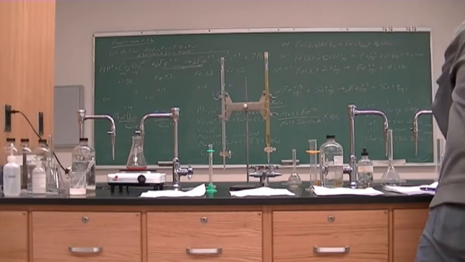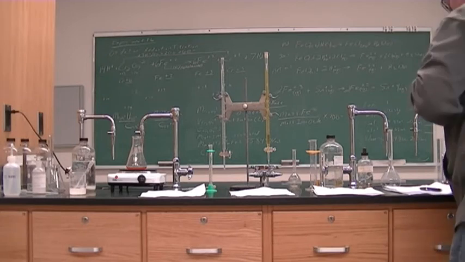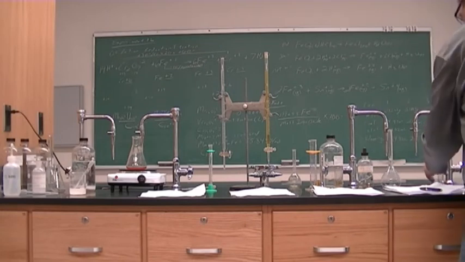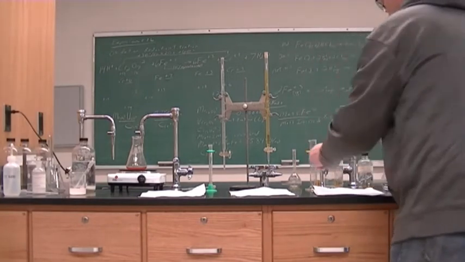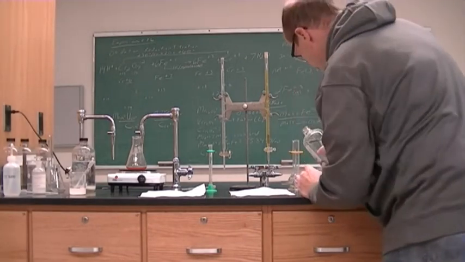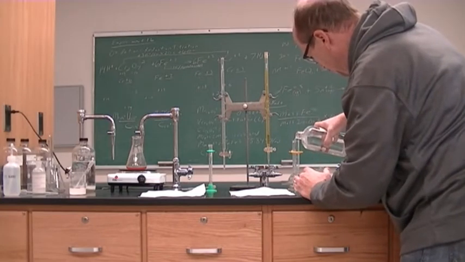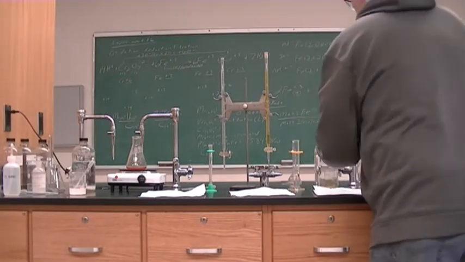All right. Got my 5 mL of mercury chloride ready to go. I'm going to get my acid solution ready to go. I need 25 mL of this later. All right.